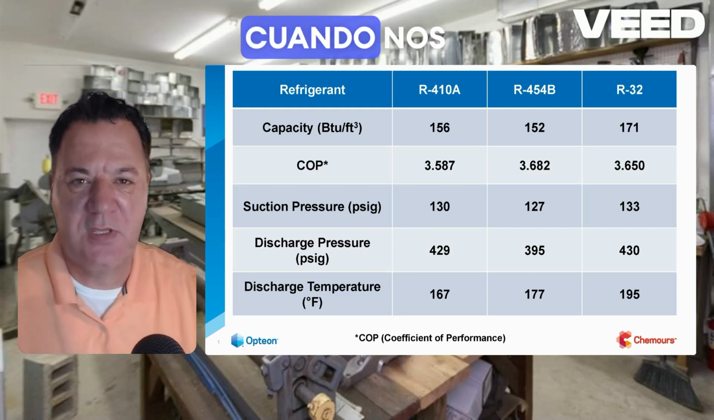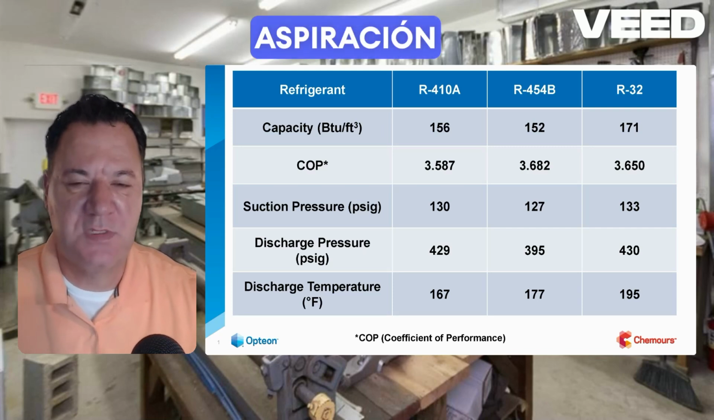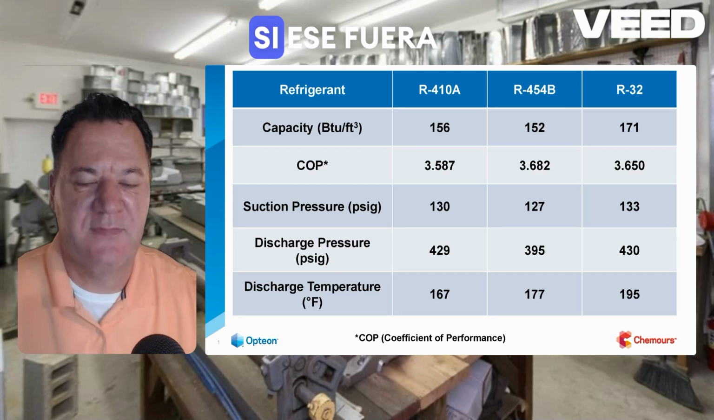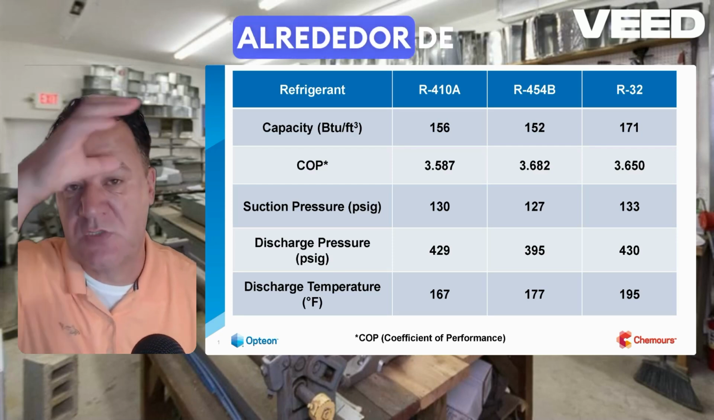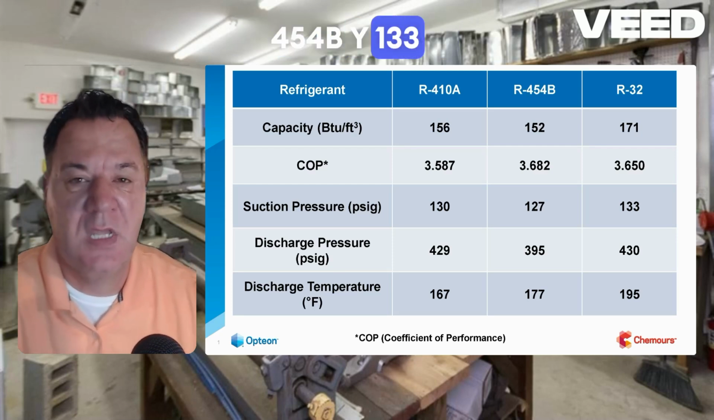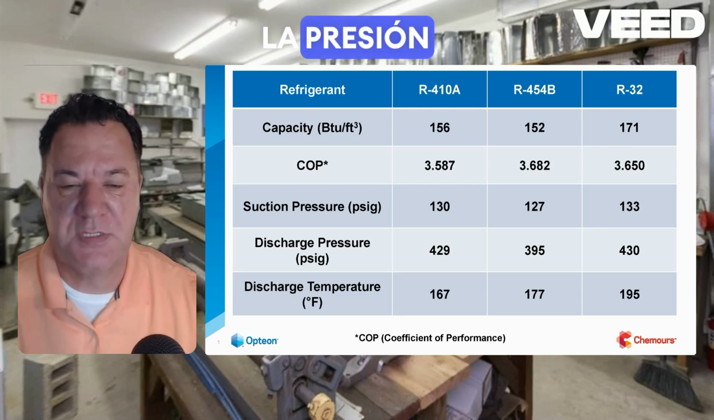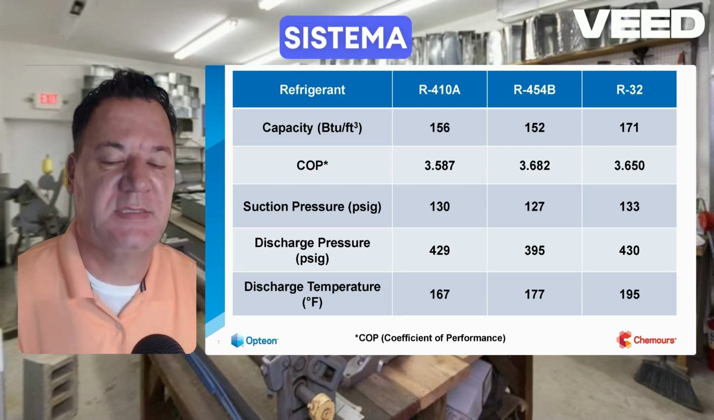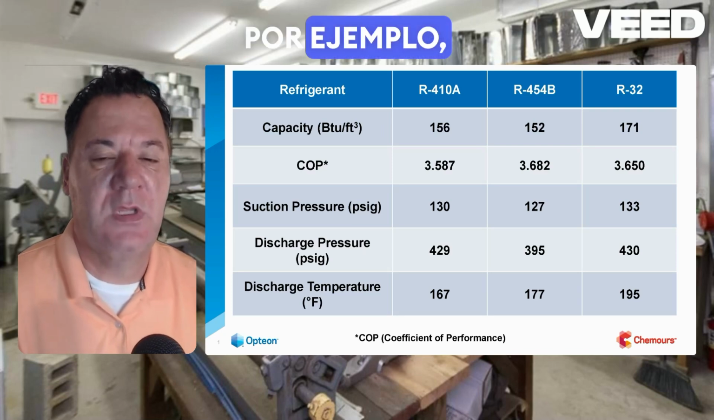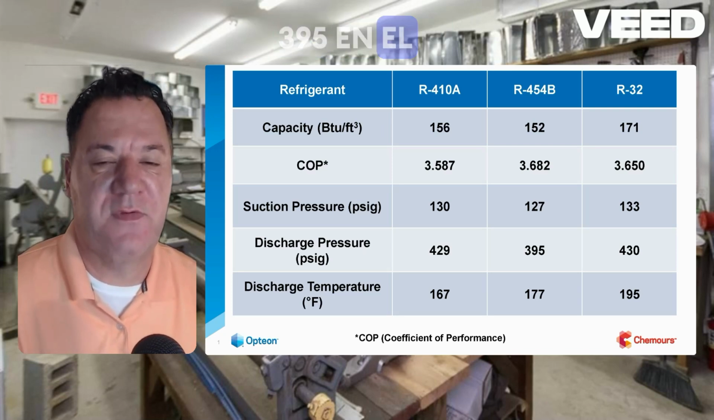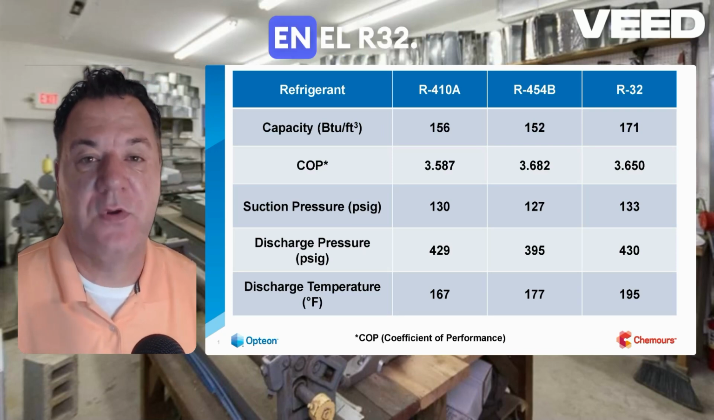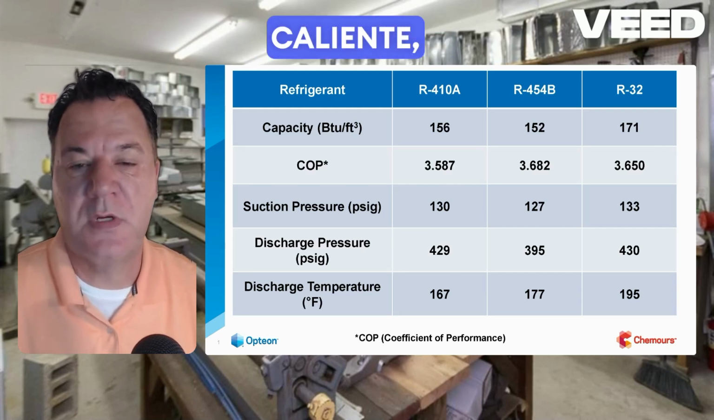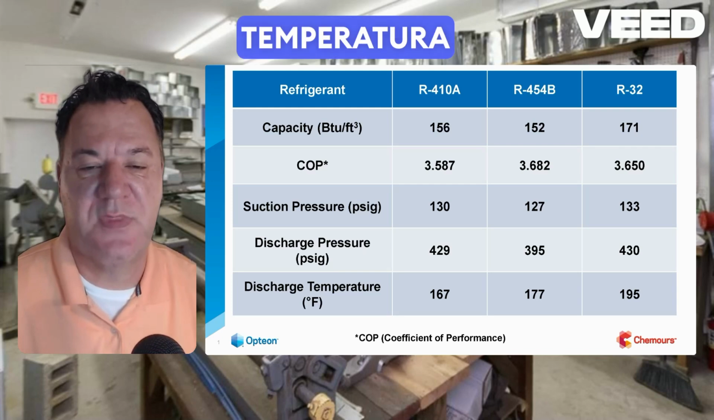Okay, so when we look at suction pressure on 410A, we're going to be around 130 in this system. If that was the case, it'd be around 127 on the 454B and 133 on the R32. On discharge pressure, if you're seeing 429 on a 410A system, for example, you would see 395 on the 454B and 430 on the R32. Remember, R32 runs a little warmer, so there's a pressure temperature relationship there.